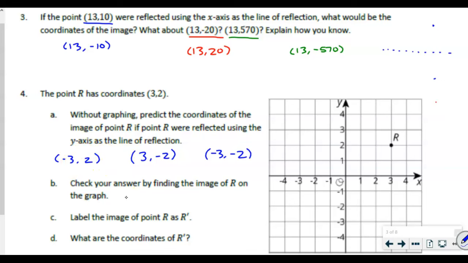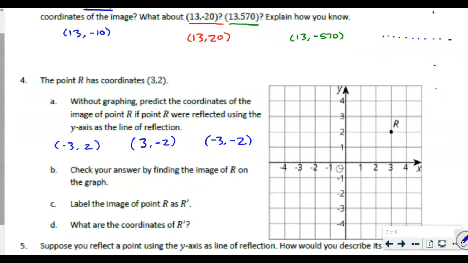It's just that we're on the other side, so we might have a negative where there were positives before. Great. Now let's actually do it. Part B, we've got the point 3, 2. Again, make sure you are paying attention.